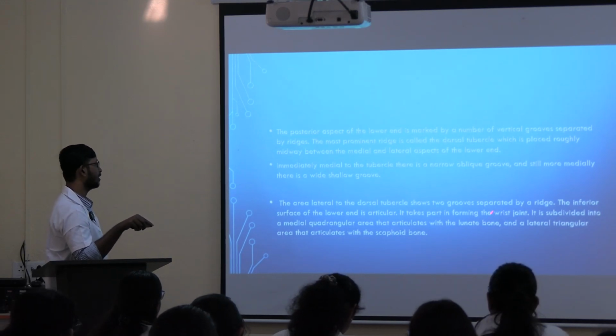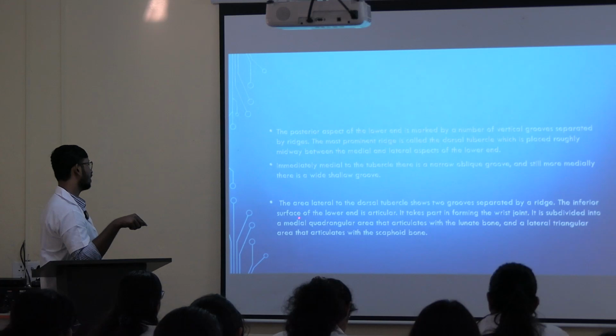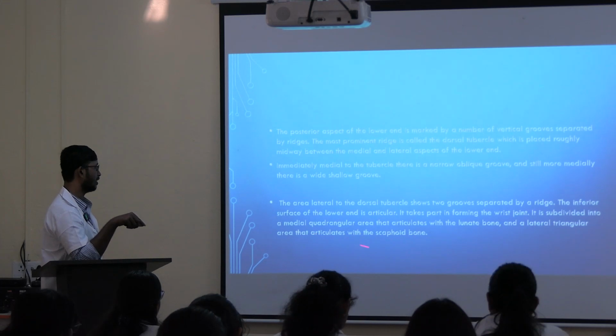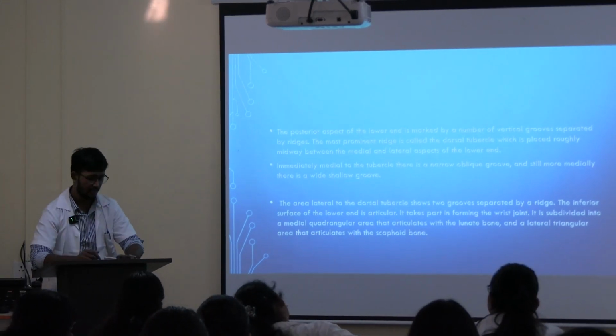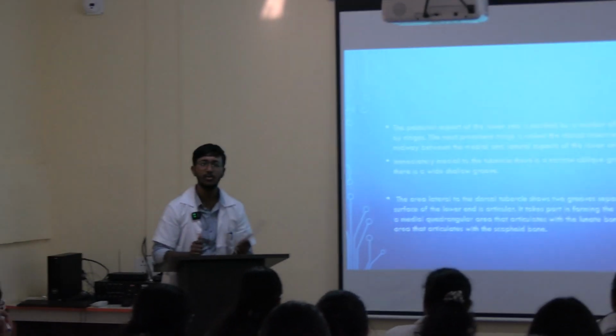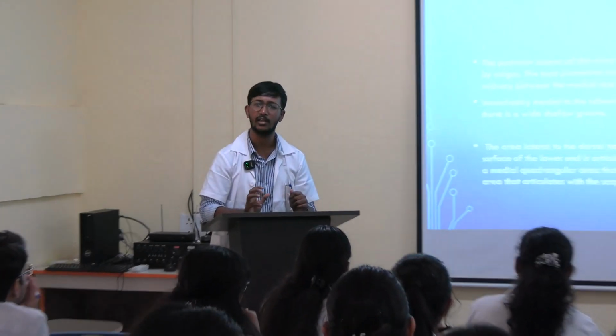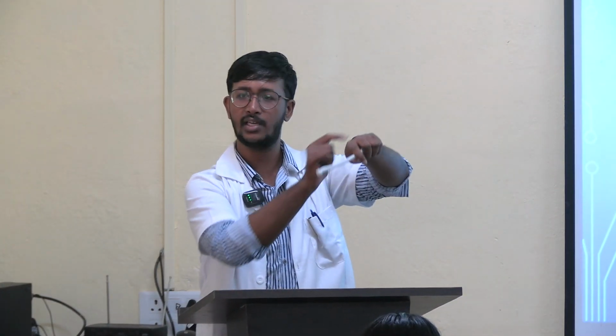It takes part in forming the wrist joint. It is subdivided into a medial quadrangular area that articulates with the lunate bone, and a lateral triangular area that articulates with the scaphoid bone. Now, when a person falls in a road traffic accident, usually which bone is broken, among the carpal bones? These are the carpal bones, 8 carpal bones forming the wrist joint. Scaphoid. Scaphoid is broken. Okay.